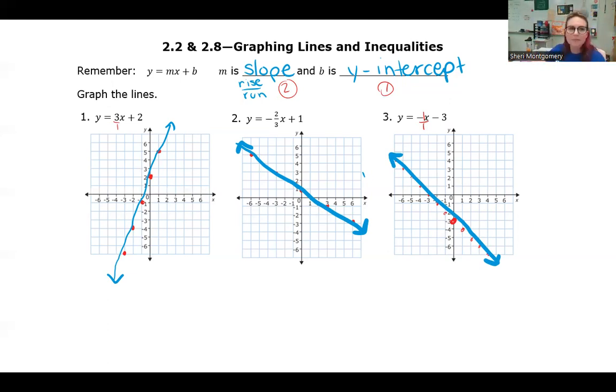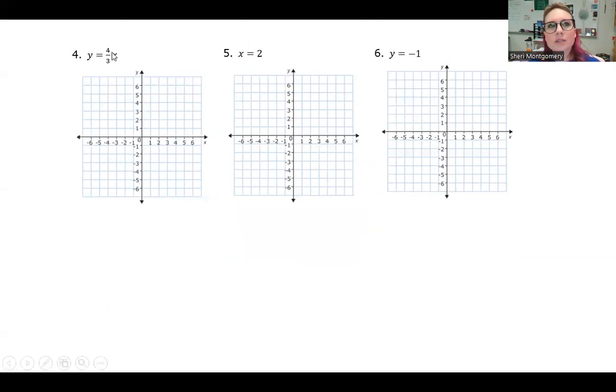The next one is a little tricky because there's no y-intercept. Does anybody know what it is if it's not there? So we're going to think about it just for a second. What number can you add to something and you don't change it? 0. So you can add 0 to anything without changing it. So if it's not there, it's 0.